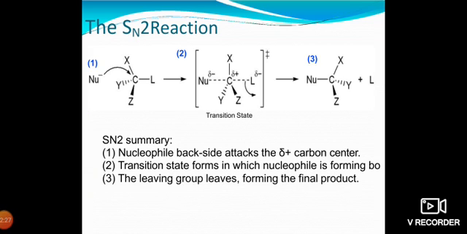This is the reaction for SN2. In this, the leaving group leaves and the nucleophile attacks from the backside. In the SN1 reaction, front side attack is also possible, so many products are possible, whereas in SN2 only backside attack occurs, and inversion of configuration takes place, that is Walden inversion.